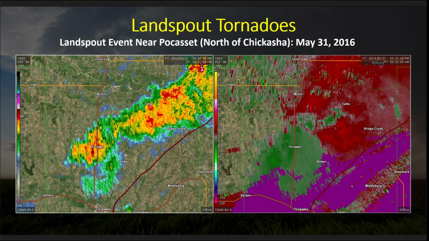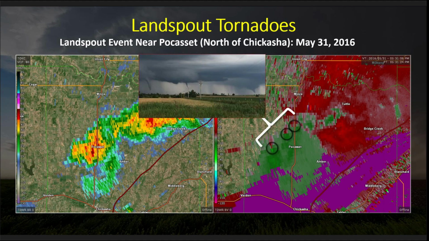We had an event in 2016 that affected areas near Chickasha. You had 3 little weak circulations, and you had 3 little land spouts in this particular case. Again, these tend to be on the weaker side, okay? You're less likely to have significant damage from this, but it's not impossible.